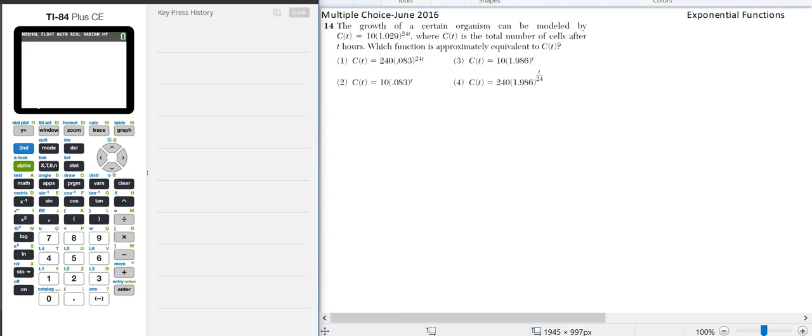The growth of a certain organism can be modeled by C of t is equal to 10 times 1.029 to the 24t, where C of t is the total number of cells after t hours. Which function is approximately equivalent to C of t?